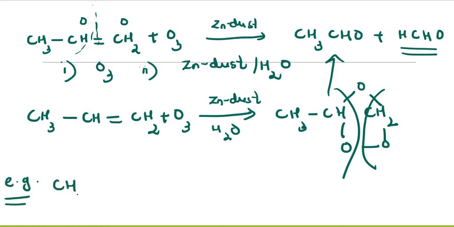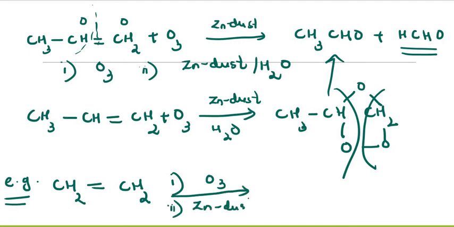You are given ethene, CH2=CH2, and the reaction is given as O3, and the second step is zinc dust in water. So what is the simple way? Just put two oxygens on this side. So what is that? H2CO.